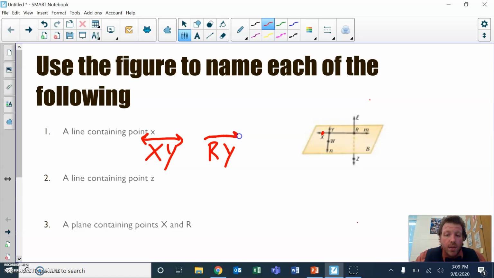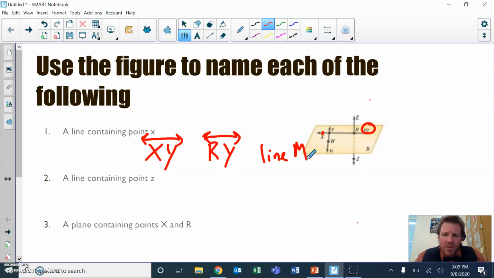That also contains X. You may say, well, that doesn't contain X in that name, but it does because it goes all the way across and through. We could also use this little script M here to label it, and we can call it line M. And that works as well. And so the big thing is that there are many different ways to name the same figure. And so you may have an answer that is correct, but not the same as everybody else's, and that's okay. Let's move on to the next one.